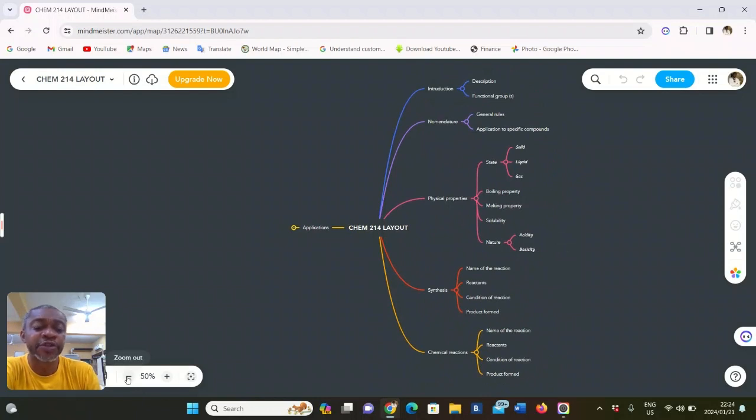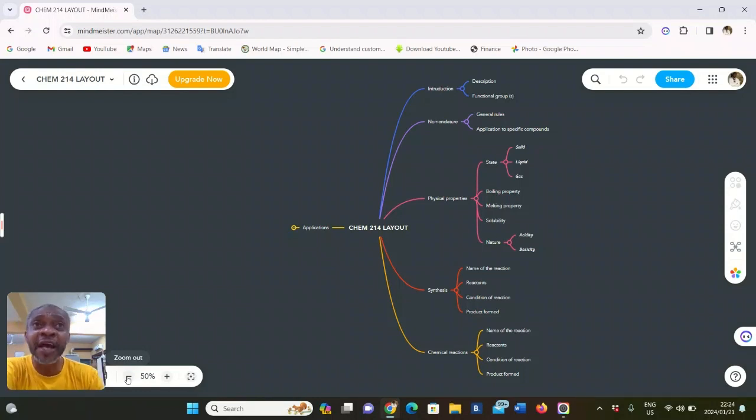The chemical reactions, you need to know the name of the reaction. You need to know the reactant. You need to note the condition of reaction, product formed. Let me also say here that you also need to understand the mechanism of action. These reactions, what is the mechanism of action? This is very, very important. Please, I want you to take note of this.